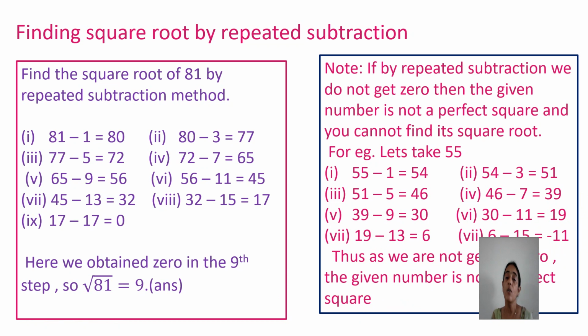Now, some sums for you to practice at home. If we get 0, then the given number is a perfect square. If we do not get 0, then the given number is not a perfect square and hence we cannot find its square root. When we get 0, we can find the square root, and the square root will be equal to the number of steps, the number of odd numbers we are subtracting. So here the ninth odd number we are subtracting and we are getting 0. So root of 81 is equal to 9.